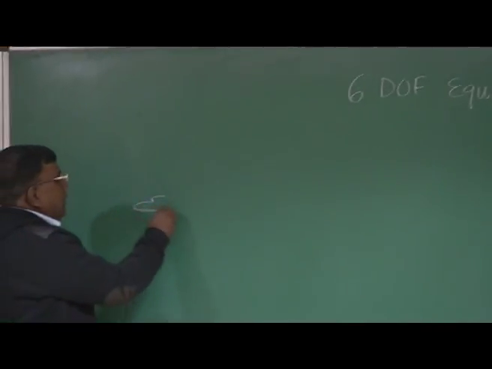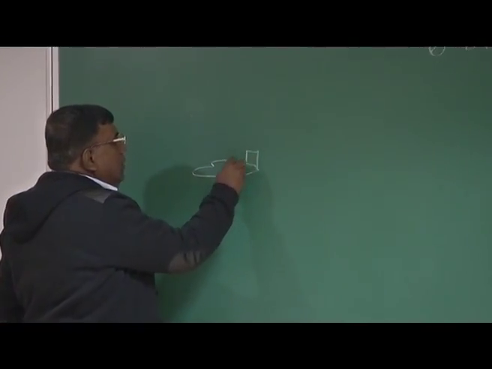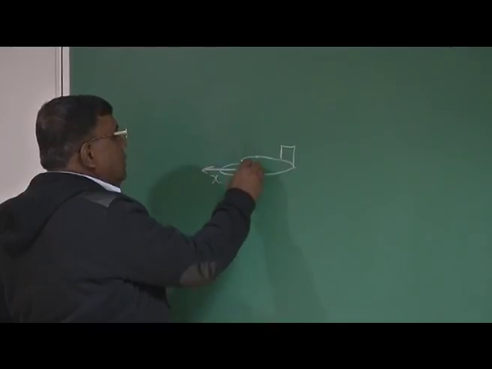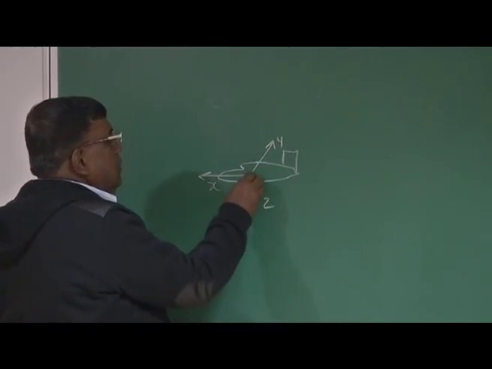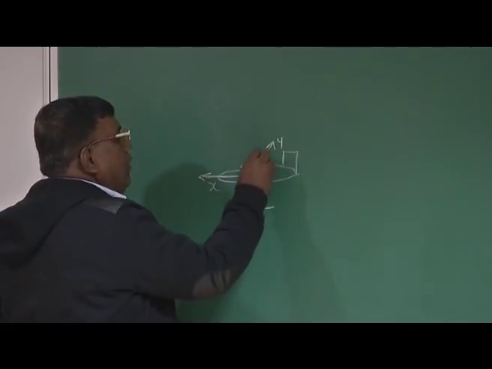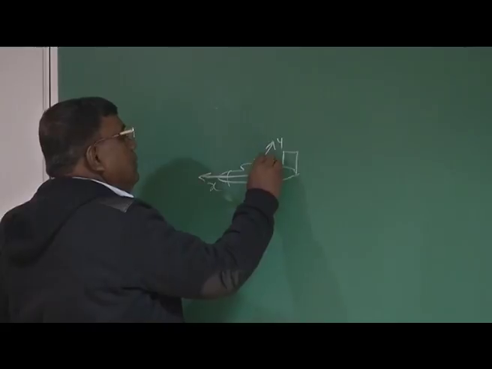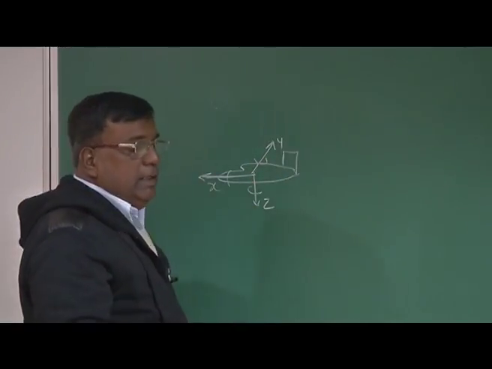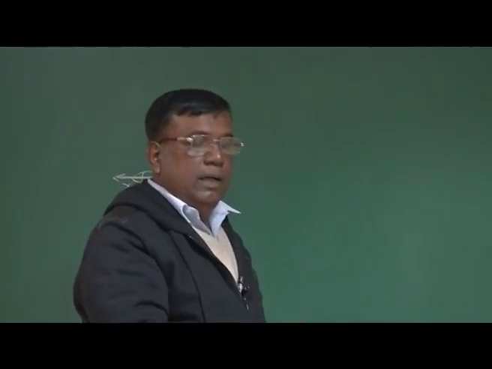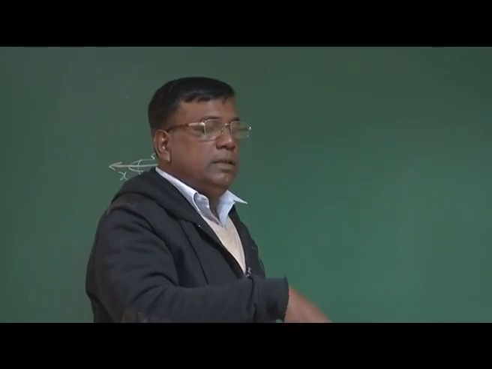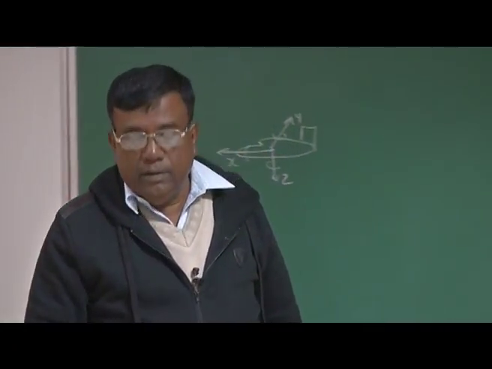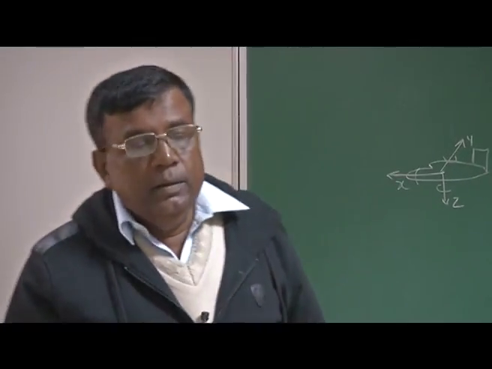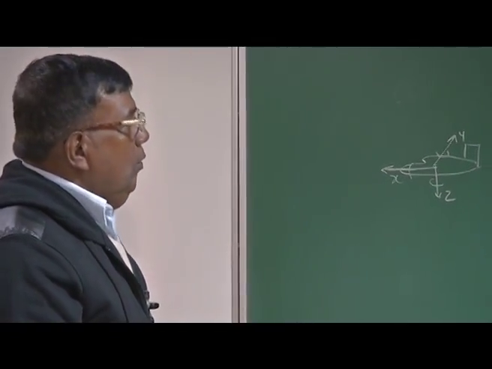If this is the airplane, we have x, y, z. So there is translatory motion along x, along y, along z, and rotational motion about x, y, z. That is these 3 motions, and these 3 motions. Right? There are 6 degrees of freedom. What is the meaning of that? What is our interest?